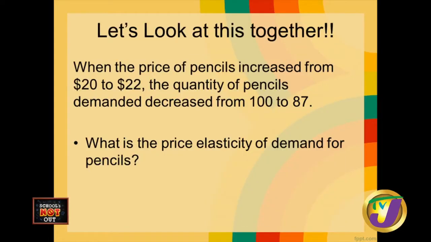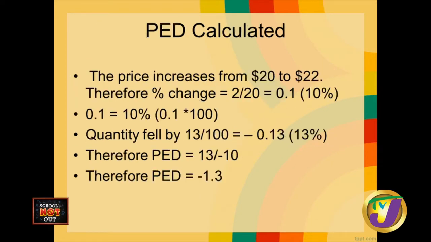Now, let us look at this question together and try and work at using the formula. It says, when the price of pencils increased from $20 to $22, the quantity of pencils demanded decreased from 100 to 87. What is the price elasticity of demand for pencils? Let's work this one together. The answer is there, but for those who need me to break it down, let us do it together.